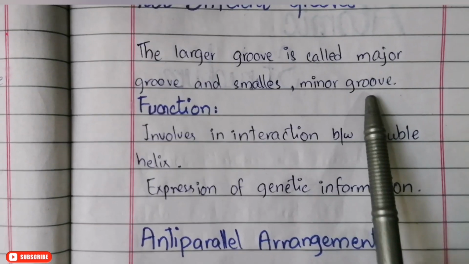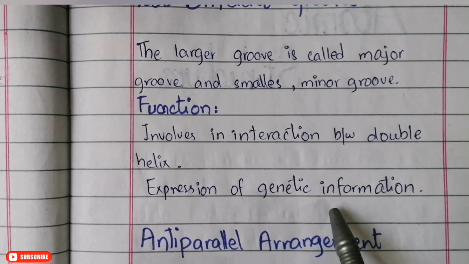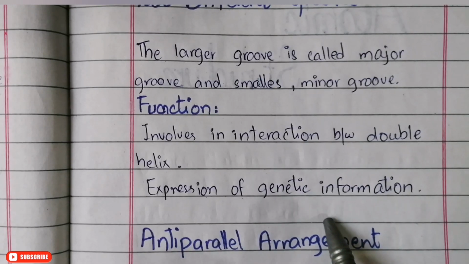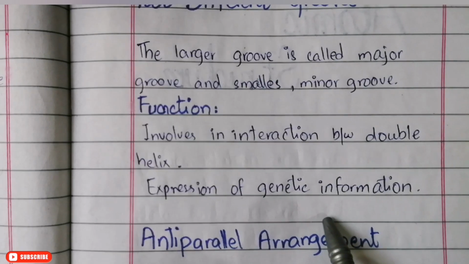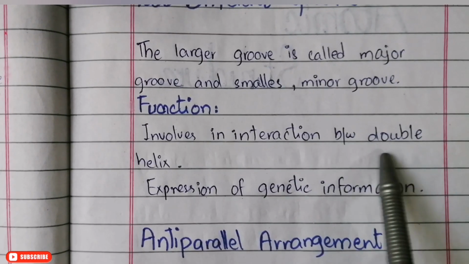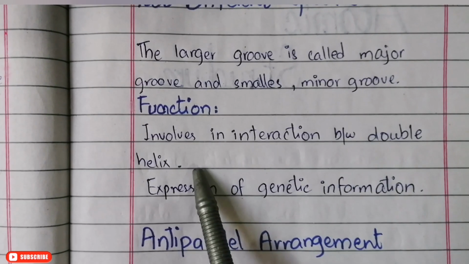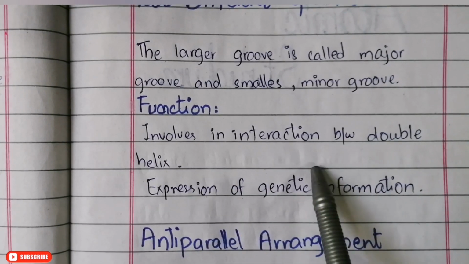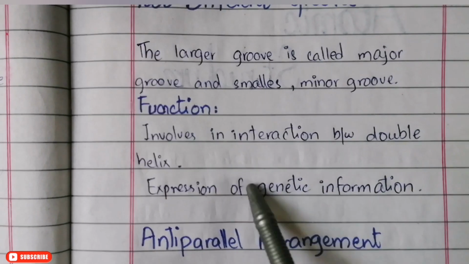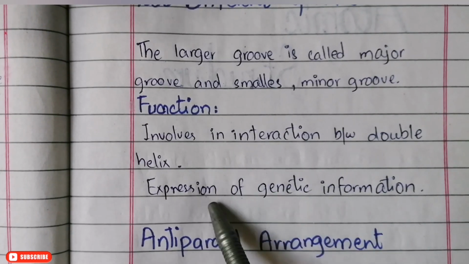So what are their functions? Basically they express the genetic material. Obviously we are discussing the structure of DNA, and DNA is all about genetic information. So these grooves are also involved in expressing the genetic information, and in interactions within the double helix. It is obvious that when the twist forms around the double helix structure, it helps the two chains stay in contact with each other.